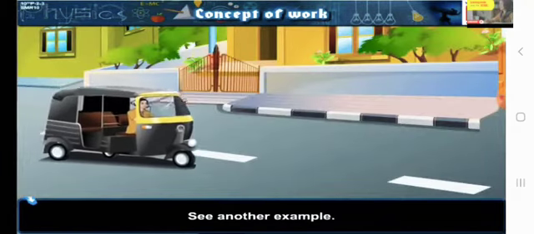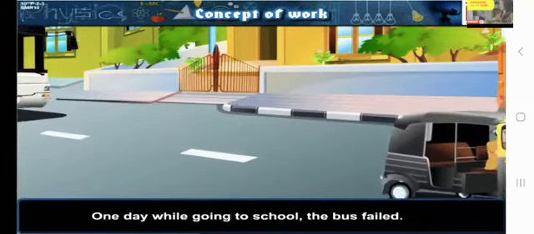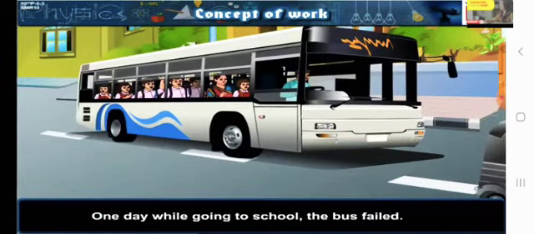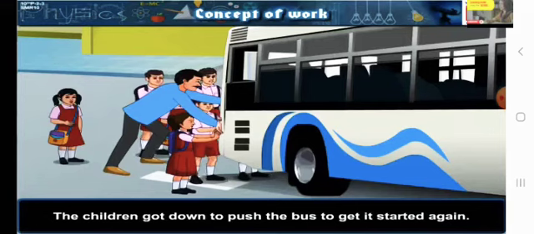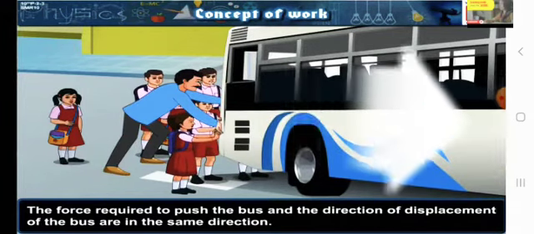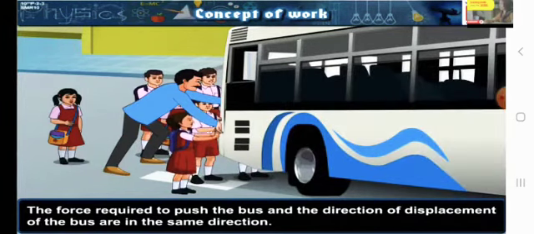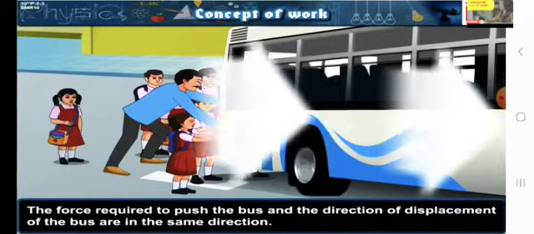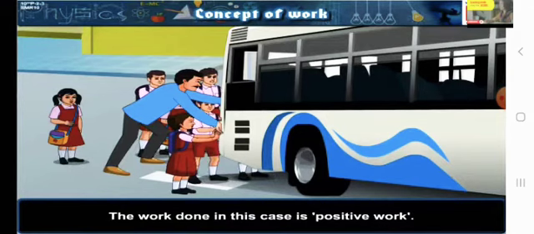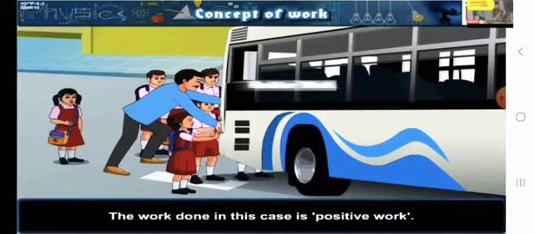See another example. One day while going to school, the bus failed. The children got down to push the bus to get it started again. The force required to push the bus and the direction of displacement of the bus are in the same direction. The work done in this case is positive work.